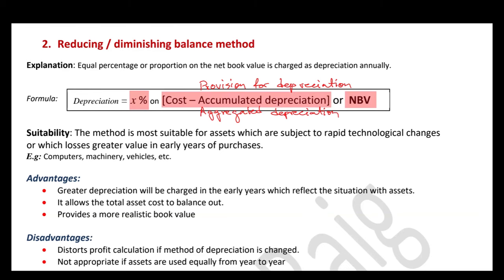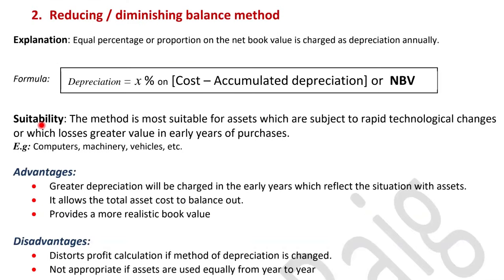Suitability. The method is most suitable for assets which are subject to rapid technological changes or which lose greater value in earlier years of purchase. For example, computers, machinery, vehicles, etc. Now let's go to the advantages. Advantages of the reducing balance method.